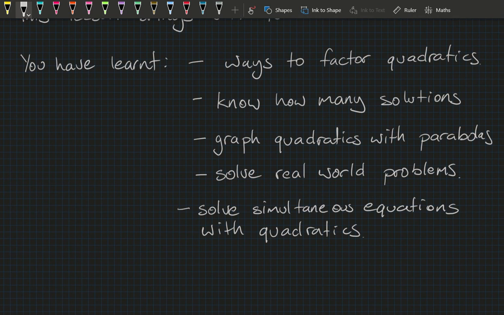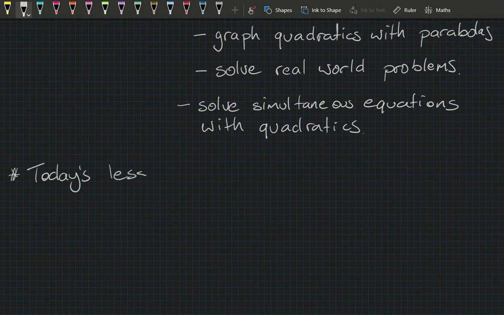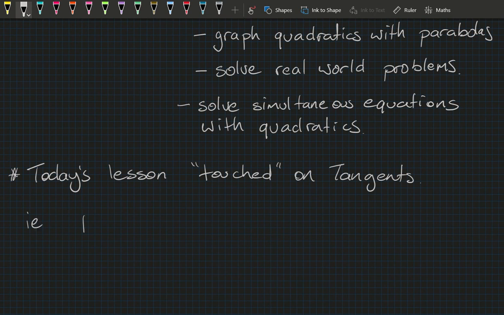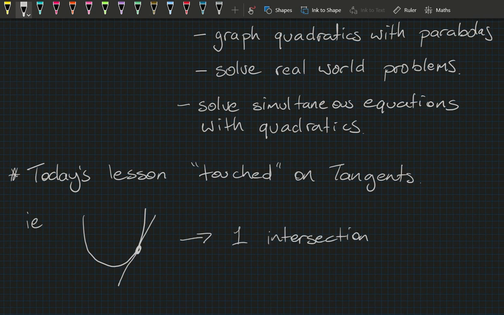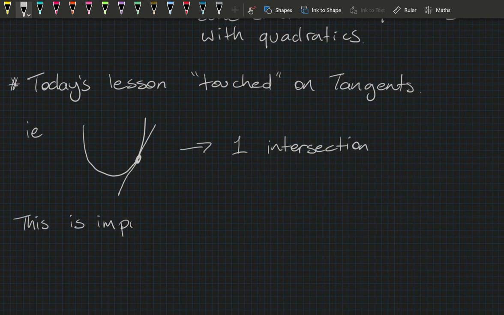But I also want to say that in today's lesson, we touched on tangents, i.e. for this parabola here and this line, they just touch each other, right? And these are the ones where there was only one intersection. Well, next year you're going to find out how much those tangents do tell you about the parabola. And so it's really important for next year. So I really hope you took notice there, and maybe you should be thinking about how could I mess with the quadratic formula to ensure that I have a tangent.